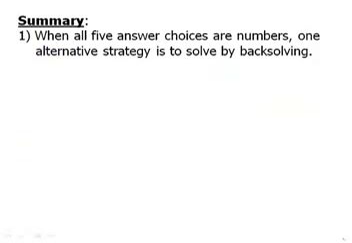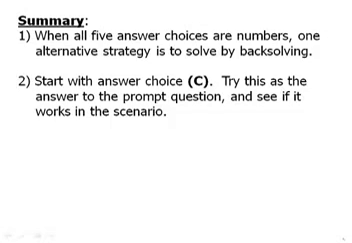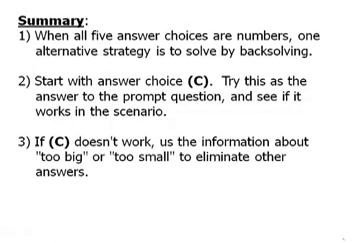In summary, when all 5 answer choices are numbers, one alternative strategy is to solve by backsolving. So the very straightforward approach is start with answer C, try this as the answer to the problem to see if it works in the scenario. If C doesn't work, the information about too big or too small will allow us to eliminate other answers.